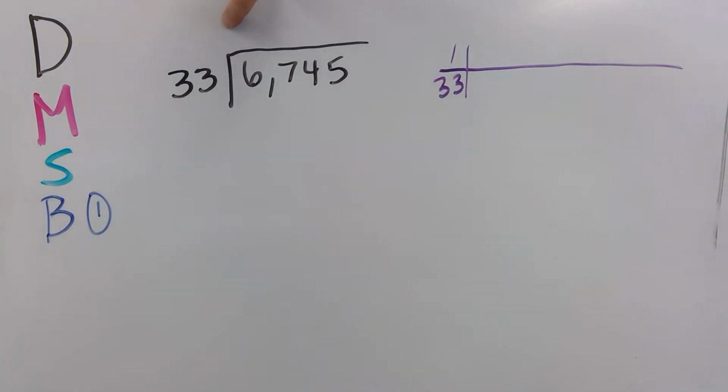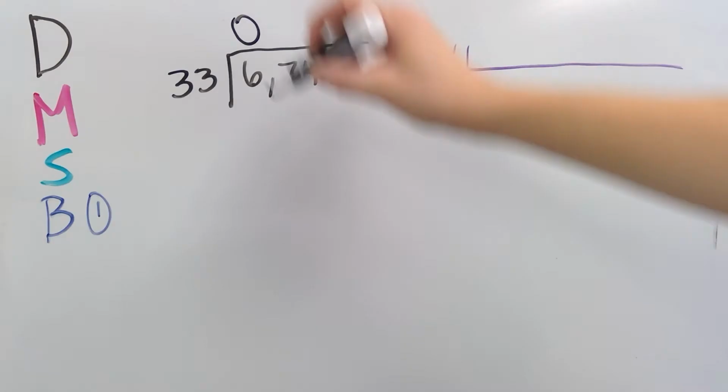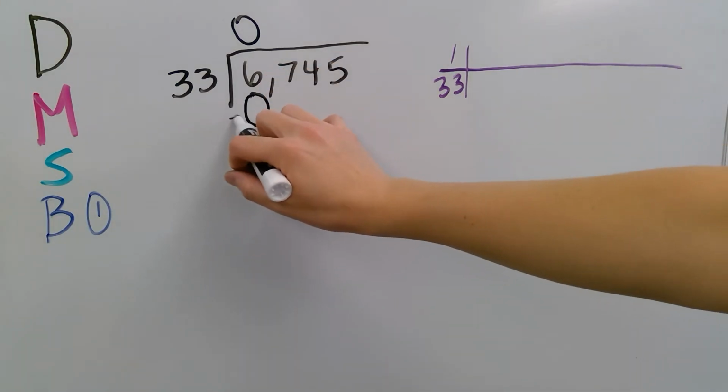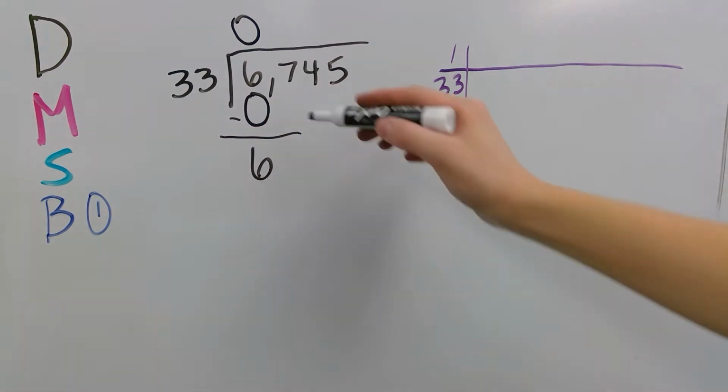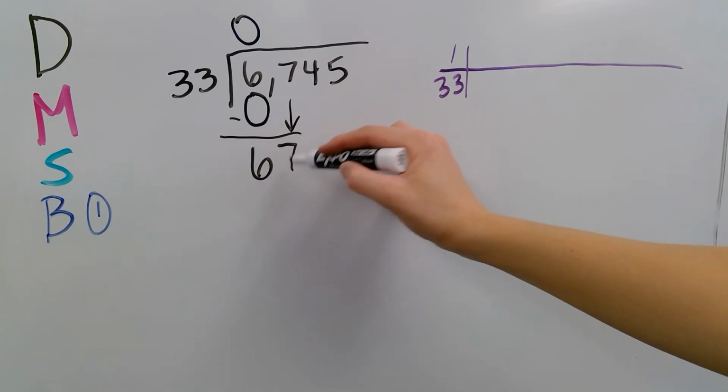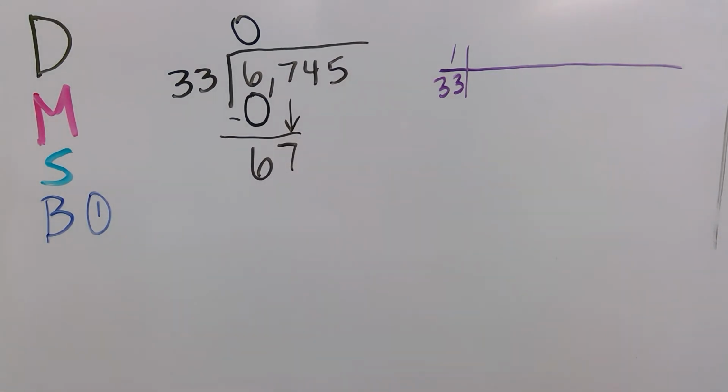How many times can 3 go into 6 without going over? Well, 1 time is already too much, so I know it's going to be 0. After we divide, we multiply. Take the 0, multiply it by the divisor of 33. We get 0. Now we subtract, we get 6. After we subtract, we bring down just one number, and I'm dealing with 67.